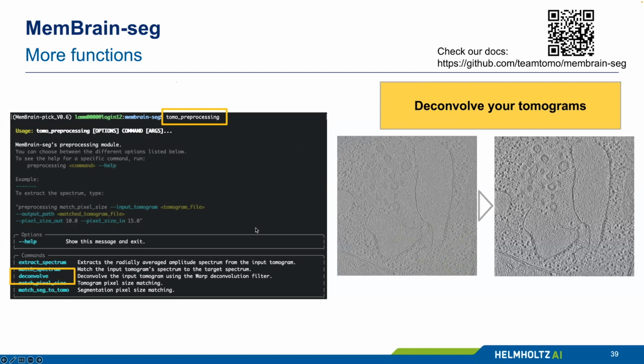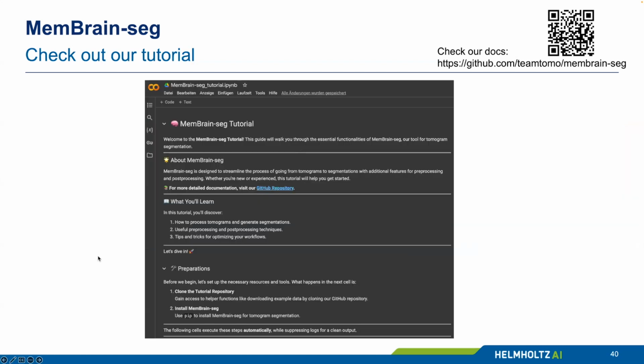And another thing that may be useful is also this deconvolution filter that is also very similar to the one that is implemented in warp-M. Because sometimes, if the contrast in your tomogram is a bit too low, then membrane-seg can struggle in some situations, and it may be beneficial to just increase the contrast of your tomograms to get a decent performance out of it. Right. And I think that's the main functionalities that I wanted to show.